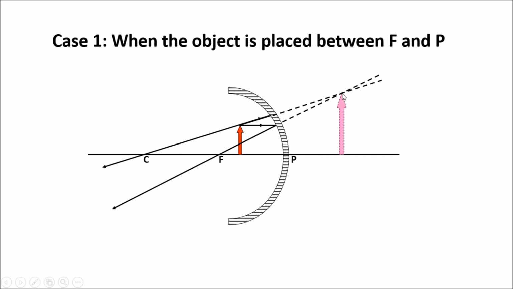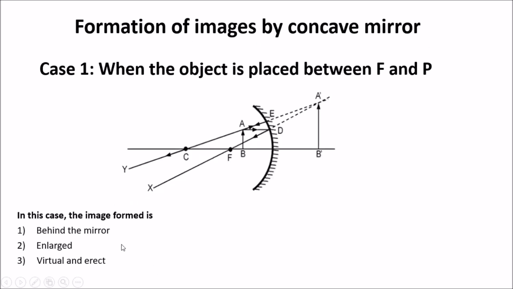Where is the image obtained? The image is obtained behind the mirror, which means it's virtual and it's erect also. So what are the conclusions? Let's have a look at them. So these are the conclusions.